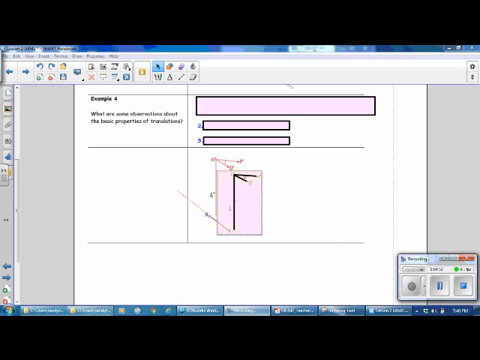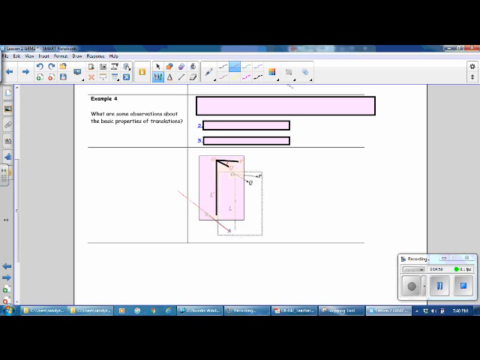Example 4, what are some observations about the basic properties of translations? So here we have our original figure and we have translated it over along the vector. And what we notice is that a couple of things are true. The first thing is, notice that the length of L right here is the same in the image as it is in the figure. The second thing, notice that the angle POQ is the same as in the translated figure. So we have the same measure of the angle.